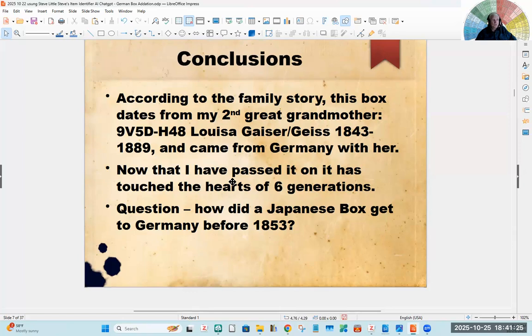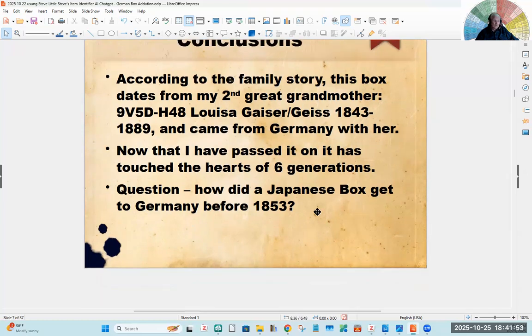She was married in 1863, so I thought it would be a marriage gift in Germany, but it wasn't. When I went and actually tried to pair that up, she was 10 years old when she came to the United States. So I just wonder if it was her mother's box, which would add one more generation. Now that I have passed it on, it has touched the hearts of 6 generations. My daughter now has it, and that's done.